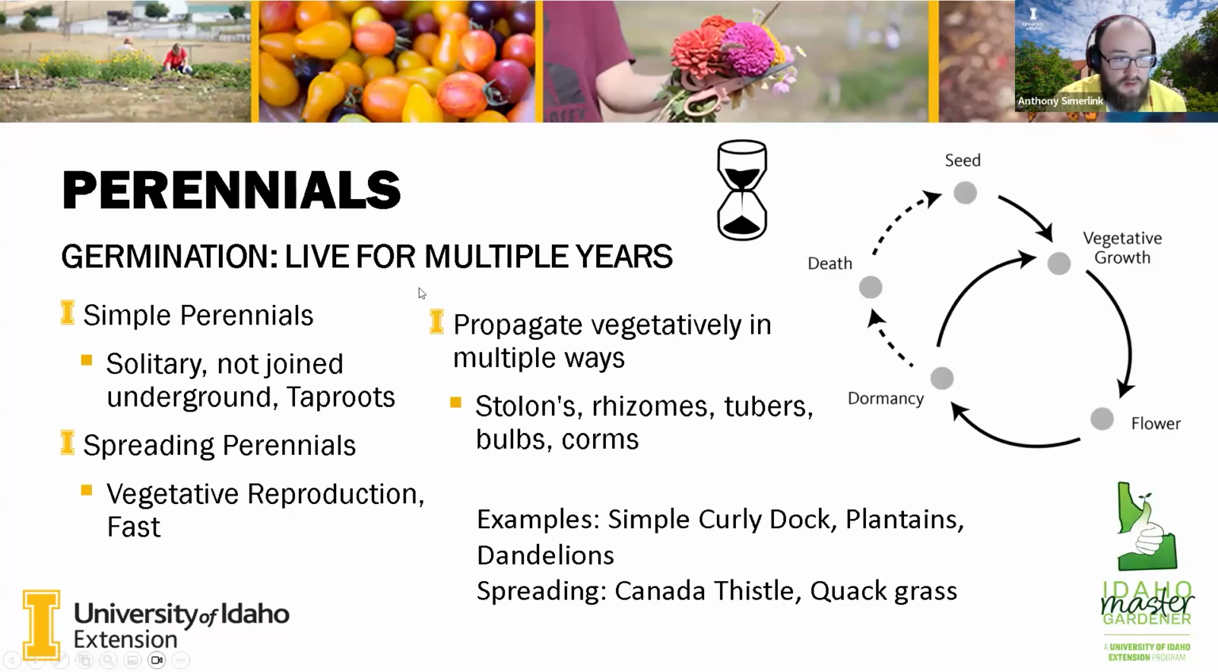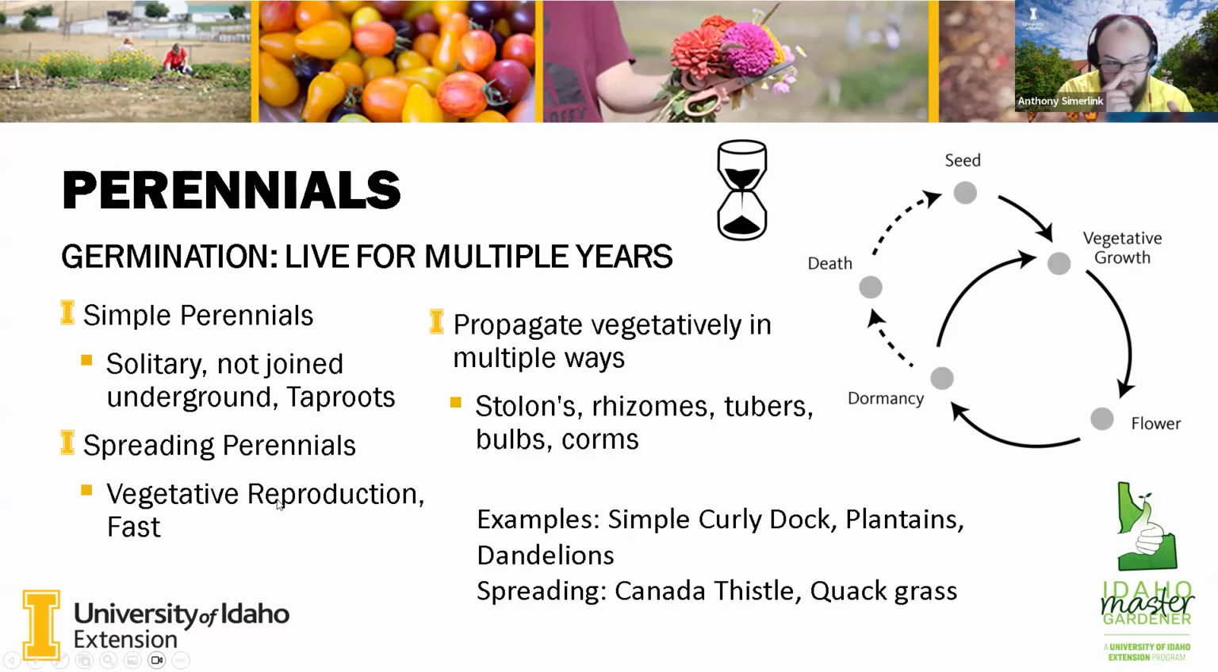But there are two different classes or types of perennials. So we have simple perennials, which are what they call solitary. What that basically means is like a dandelion, you'll have a dandelion out there and you may have several other ones next to it, but they're not connected under the ground by any type of root system. They just have one tap root themselves. The other type of perennial is a spreading perennial, and they have vegetative reproduction.